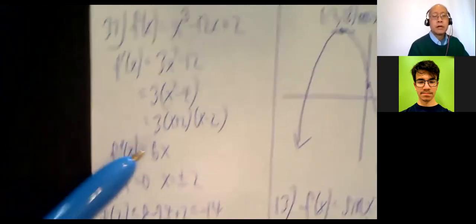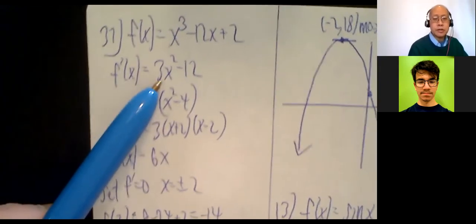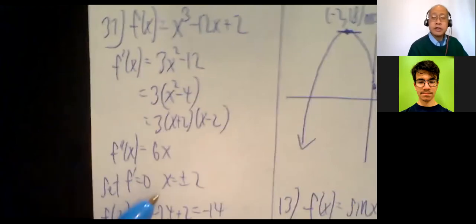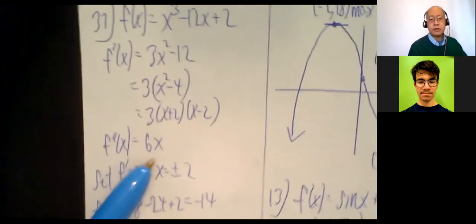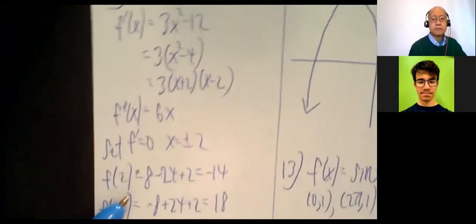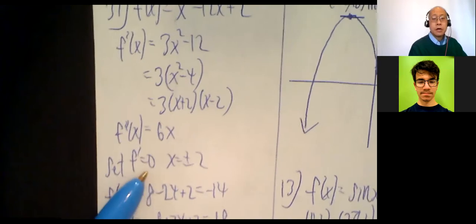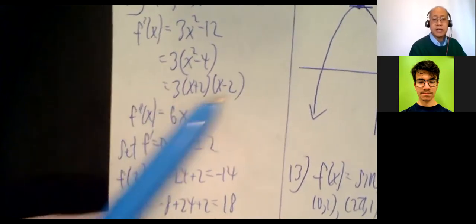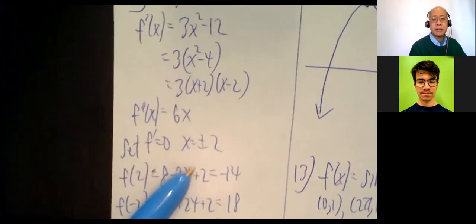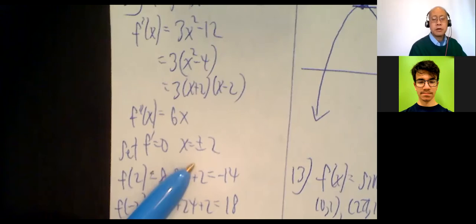All right, so normally you set the first derivative equal to 0 and do your sine chart. And then you do the same thing for the second derivative. Set the second derivative equal to 0, do your sine chart. All right, so set this equal to 0, that's easy, plus or minus 2, right? So x is plus or minus 2.